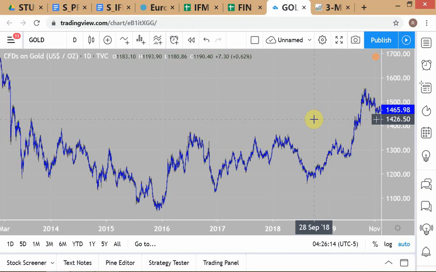If your view is correct and you get it right, then your underlying position won't have any net loss from this level. Say I sell the entire 2,500 ounces of gold. That means I've locked in the value of that gold inventory at 1465, because I sell the entire 2,500 ounces at this price.